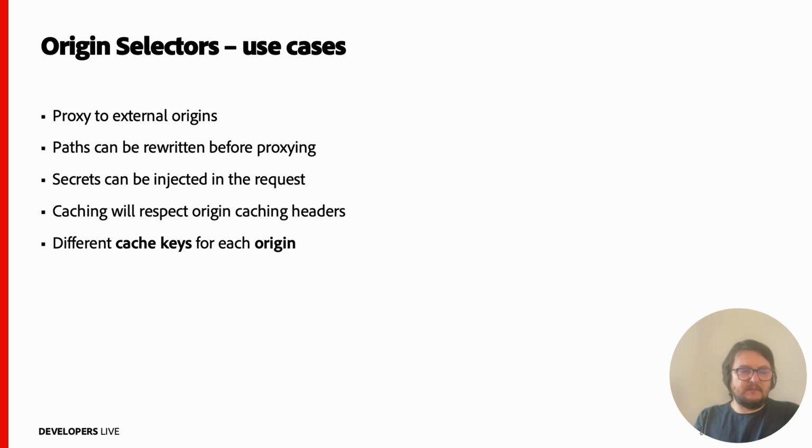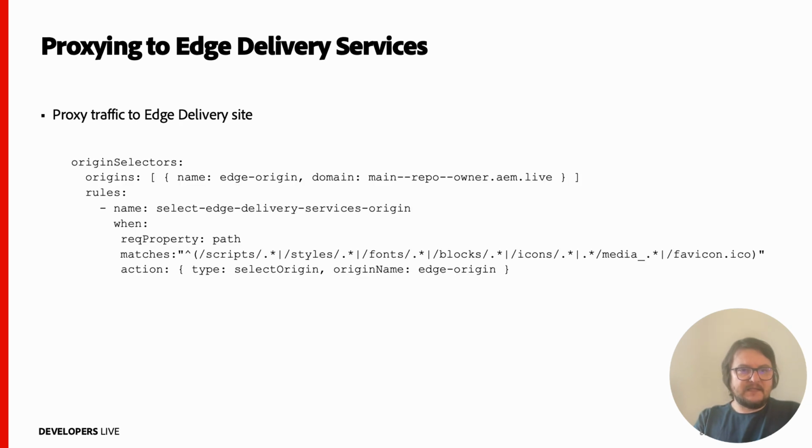What is important to keep in mind here is that caching will respect the origin caching headers. So it's enabled by default. You can disable it by configuration, and there are different cache keys that are created for each origin. Here is an example of how to proxy to an edge delivery site. You define the origin and then write a condition. If the path matches some specific patterns, you select that origin.